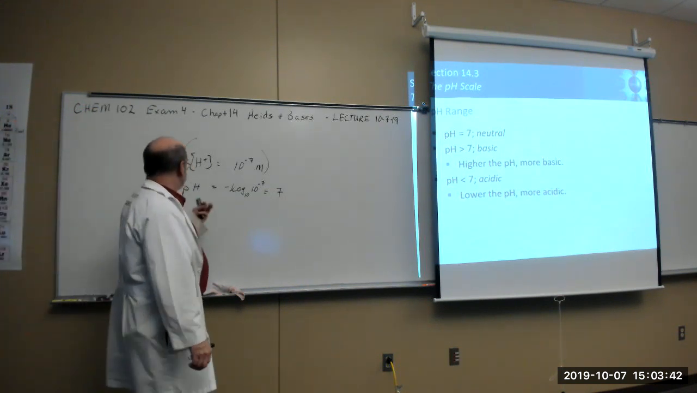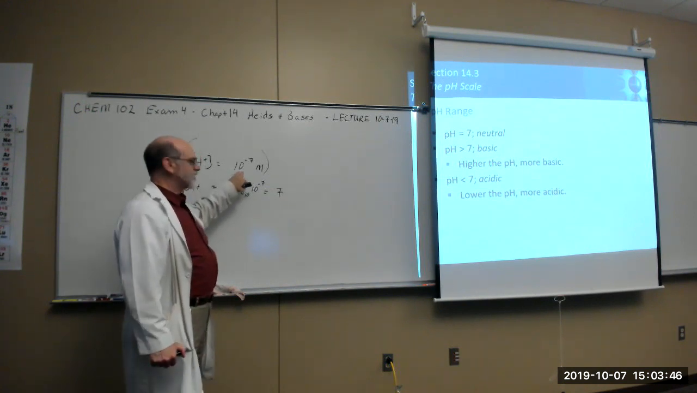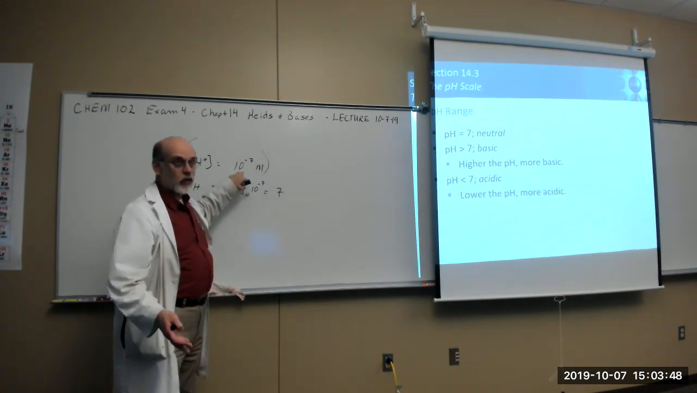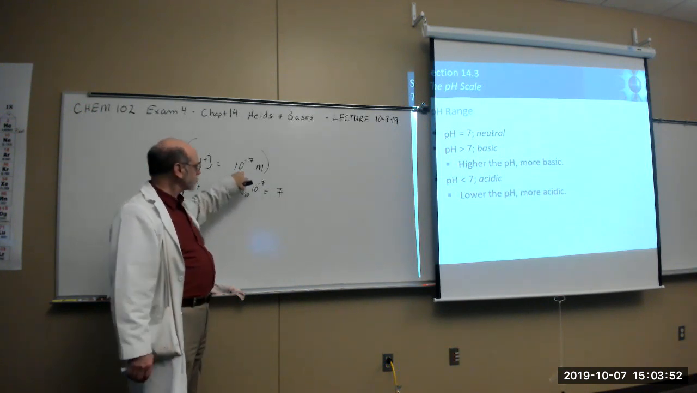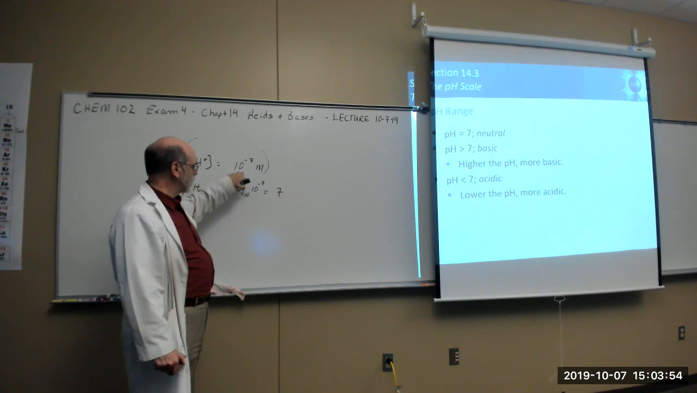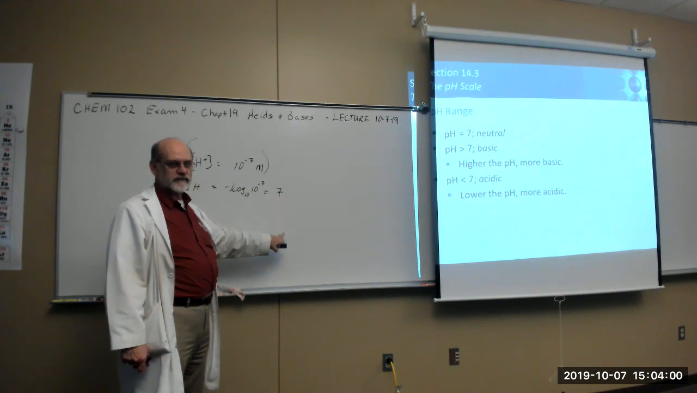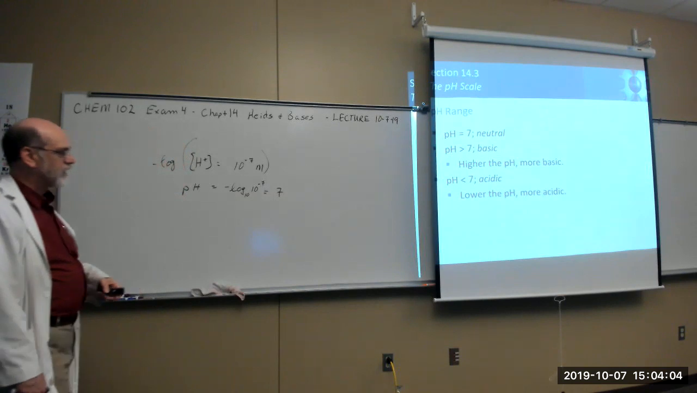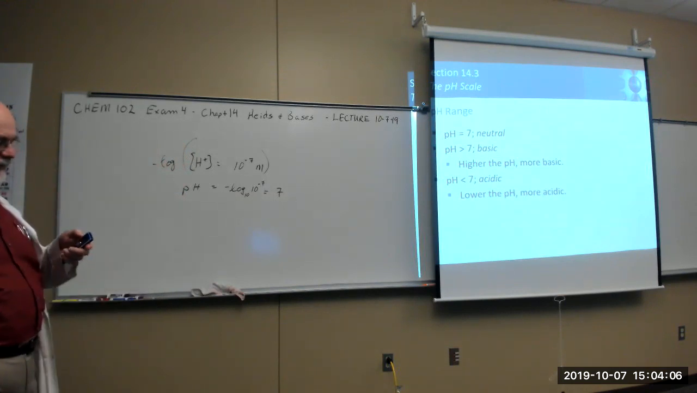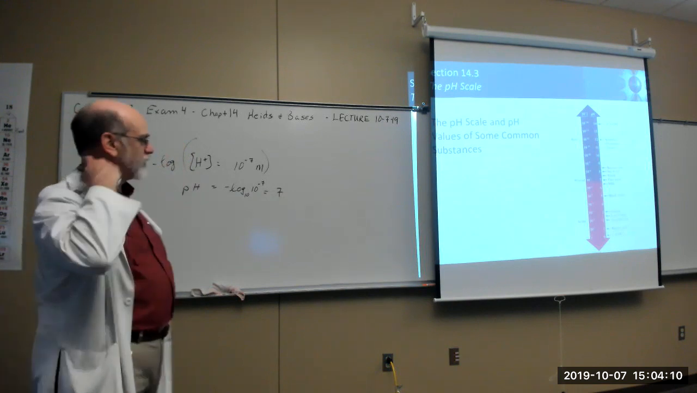And based on this, if the concentration increases, 10 to the minus 6 would be more concentrated than 10 to the minus 7, and 10 to the minus 5th would be more than that. Then we take the negative log of that, which makes this number smaller. So 6 is more acidic than 7, 5 is more than 6, and 4 is more than 5. Okay, smaller number. And the other direction for the basic solutions. Those are just some examples.